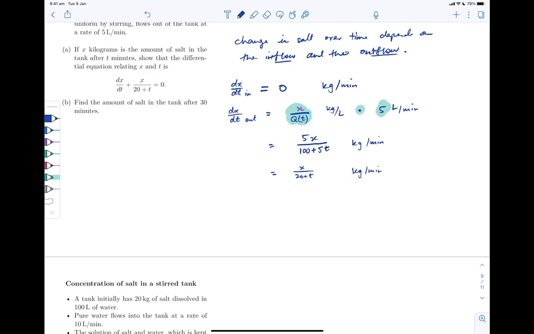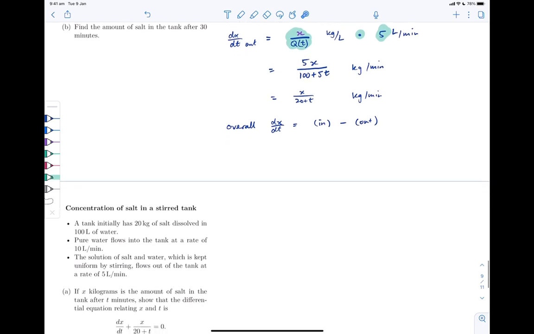Okay, and now the overall dx/dt, well, it's the inflow minus the outflow. I'm thinking of this as kind of a directionless quantity, rather than being positive or negative. I'm just describing the change. Now, if I want to look at the overall, then I treat in as positive, how much salt is coming in, and then subtract how much is going out.